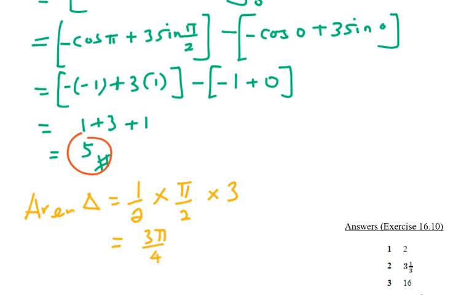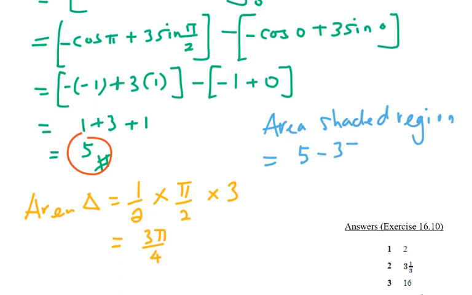So lastly, to get the area of the shaded region, all you need to do is take 5, the area under the curve, minus the area of the triangle, 3 pi over 4. So that's your final answer.